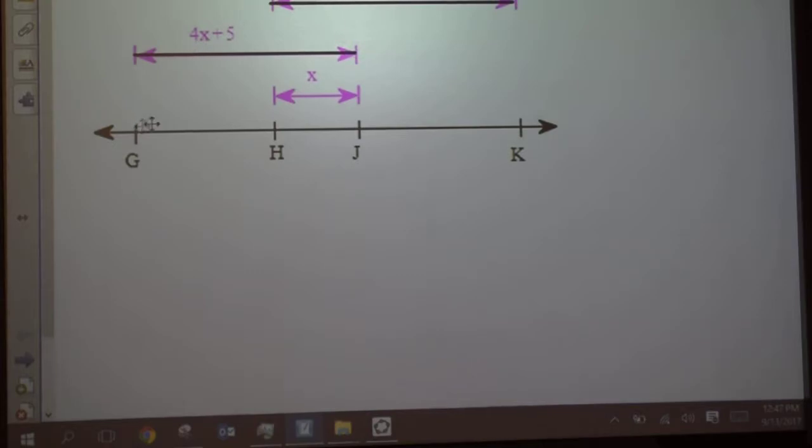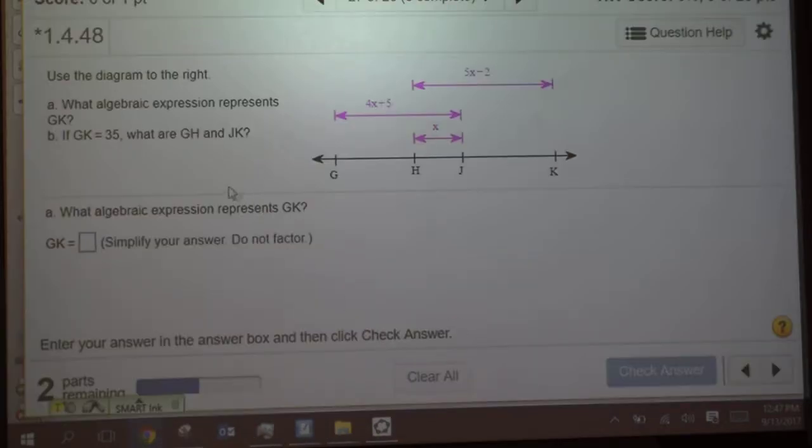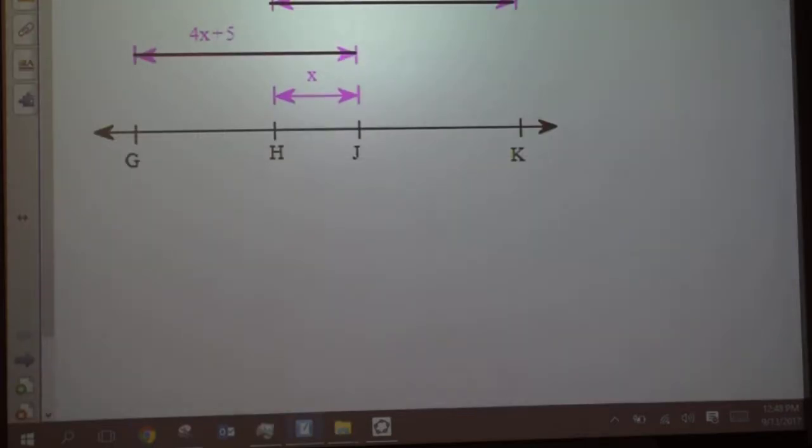What we're saying here is if I want to go from G to K, and that's what the problem said, you want to be able to find what the length GK is. And they're telling us in the problem that GK was 35. So obviously if I just start adding those expressions up, I'm going to get something that is not 35.